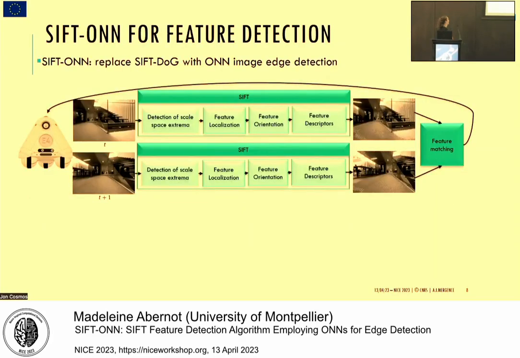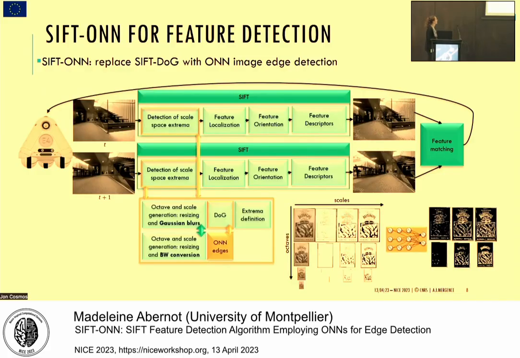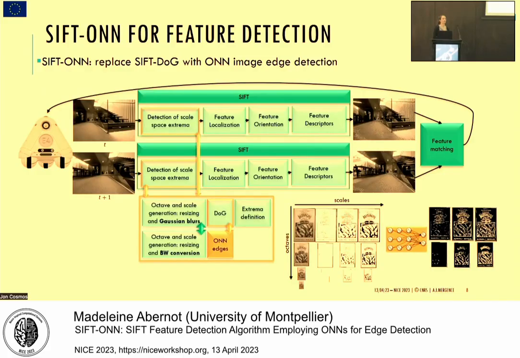And so for the SIFT feature detection algorithm, the first step of SIFT is called a difference of Gaussian. And if you look at the output of a difference of Gaussian, it really resembles the output of an image edge detection. So we thought maybe we can just replace this part of the SIFT algorithm with our ONN edge detection, and maybe it will help and speed up the process. So this is what we did.